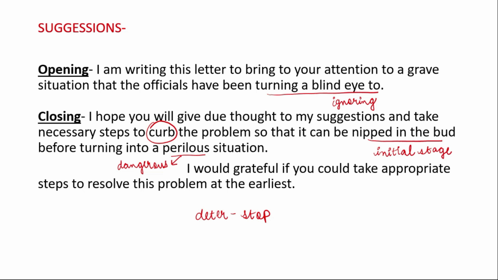Or you can write as a closing line, I would be grateful if you could take appropriate steps to resolve this problem at the earliest. So you can take this down in your notebook and you can go through them before your examinations and write it in your exam.